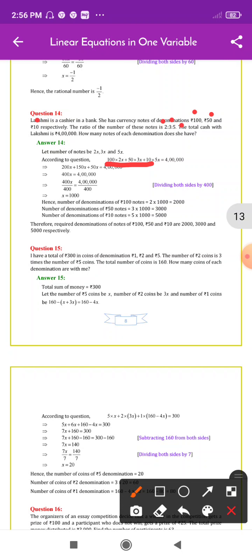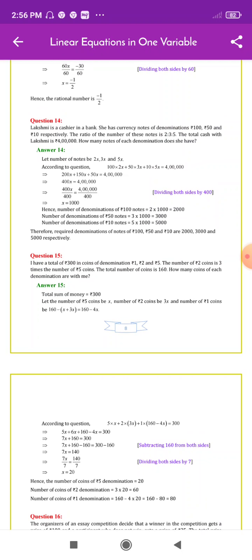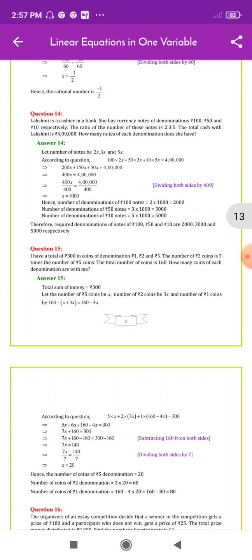Now we have written all the terms. Now we have to add the x terms on one side and numbers on one side. So what will remain, that is 200x. This 50 is multiplied, first you have to multiply the numbers. So we get the answer 200x plus 150x plus 50x equals 4 lakh. So what we have to do now, total number of x, 200 plus 150 plus 50x, so we get the answer 400x.